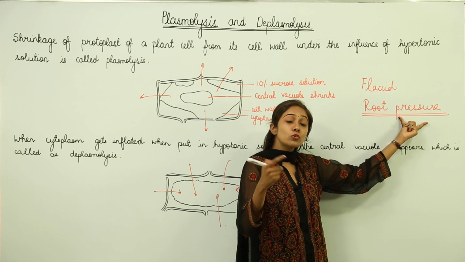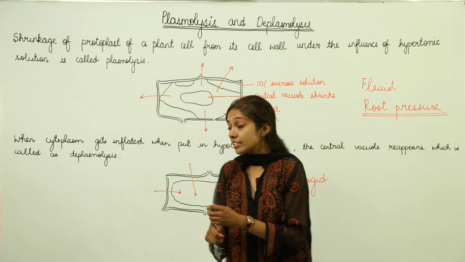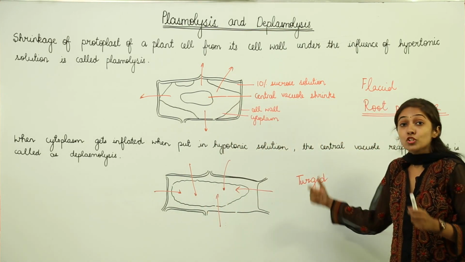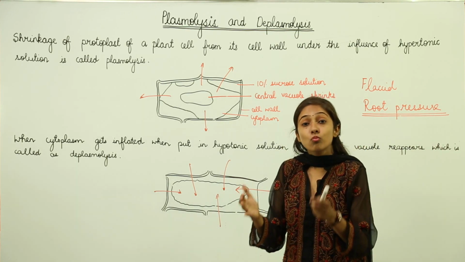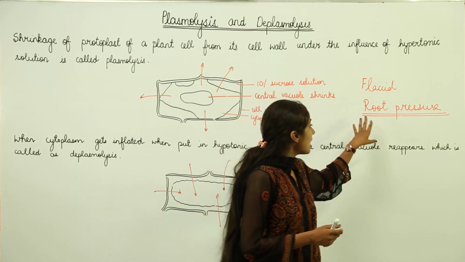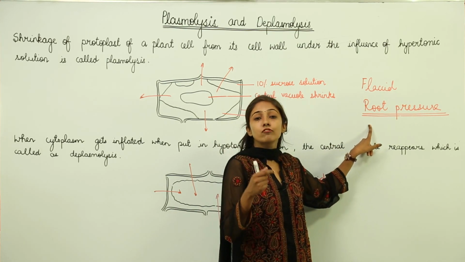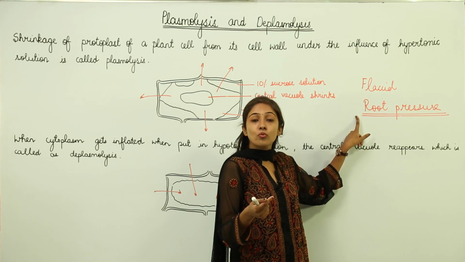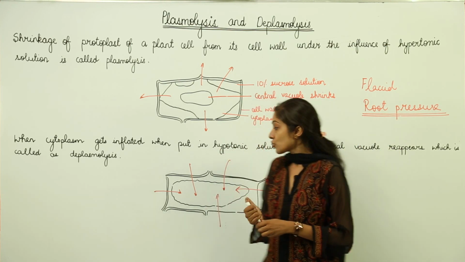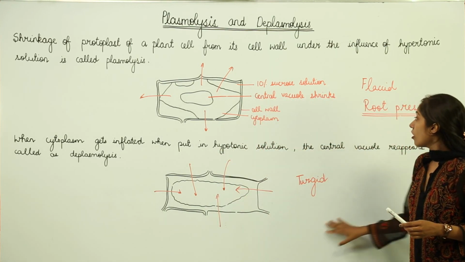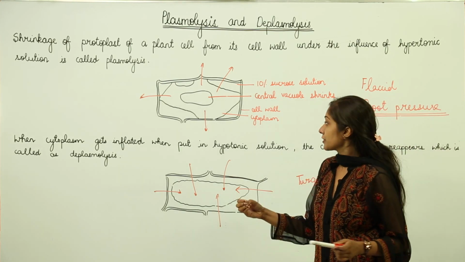So, how will you define root pressure? The pressure that is developed in the root cells when the cells are turgid, due to which the water is going to move upwards, right. So, that is known as root pressure: the pressure that is developed in the cells of the root when they are fully turgid, due to which the water is going to move upwards. So, turgid cells of the root are going to develop a pressure that we call root pressure.